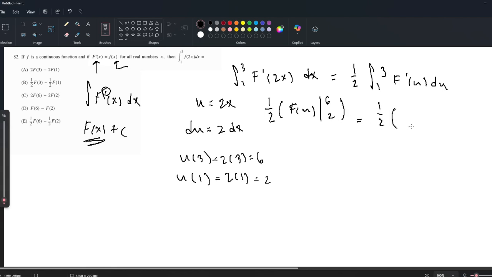So now, using the first fundamental theorem of calculus, it's F of 6 minus F of 2. And that equals 1/2 F of 6 minus 1/2 F of 2. And that's going to be option E.